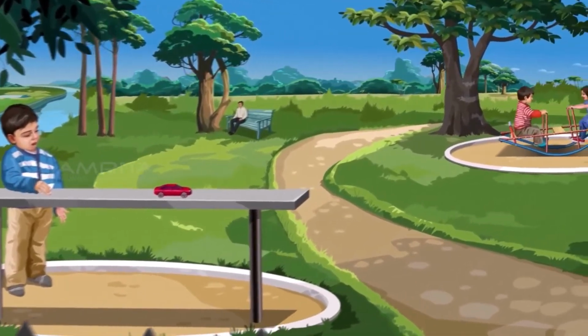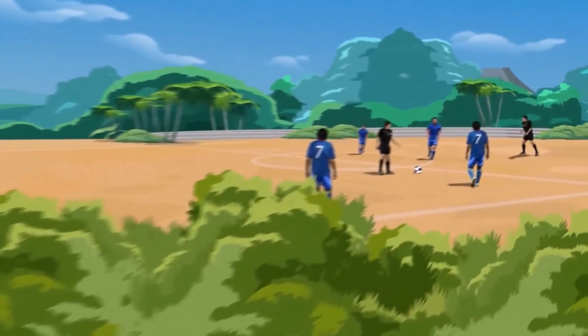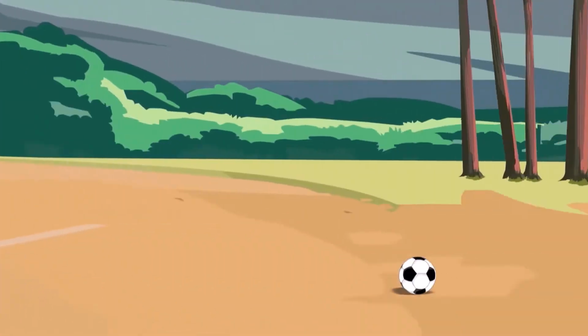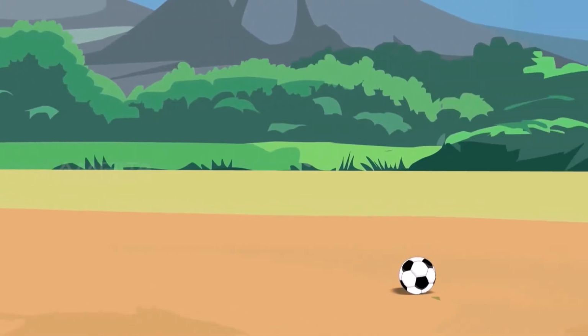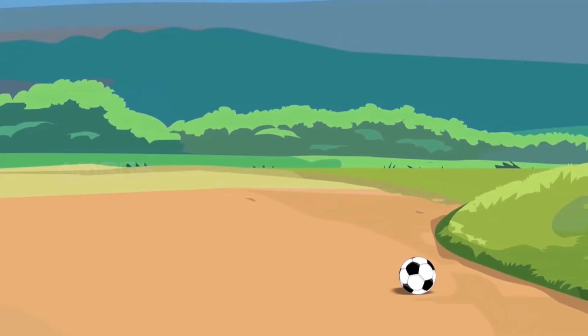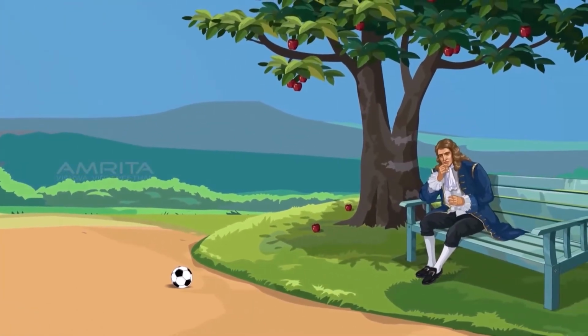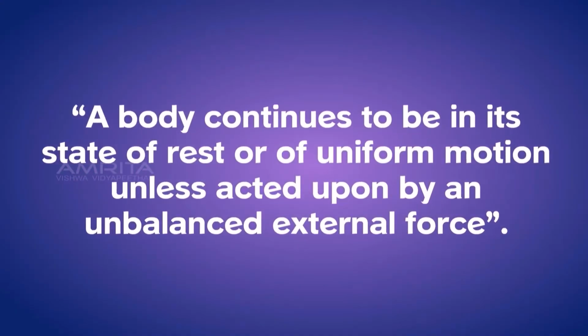In our everyday life, we observe that effort is required to put a stationary object into motion or to stop a moving object. Have you ever wondered if a ball kicked on the ground would keep moving forever, or after some time would naturally stop moving? The ball will continue to move unless an opposing force stops it. Here comes Newton's first law, which states a body continues to be in its state of rest or of uniform motion unless acted upon by an unbalanced external force.